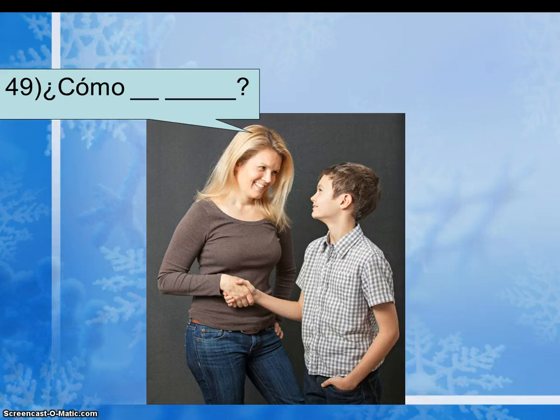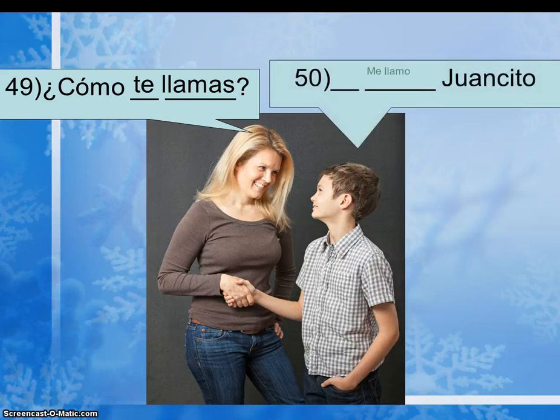Adult to the child. I don't know if they're friends or aunts or uncles or the aunt. Either way, she's the adult. She's going to be speaking to him informally. So it's ¿Cómo te llamas? Me llamo Juancito. Or I guess Johnny.